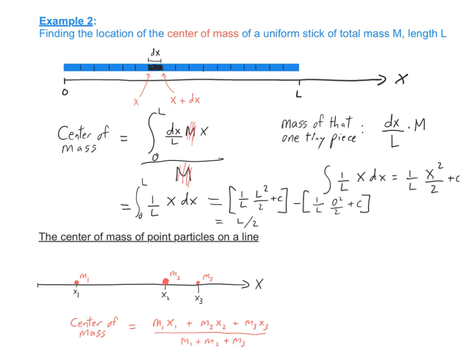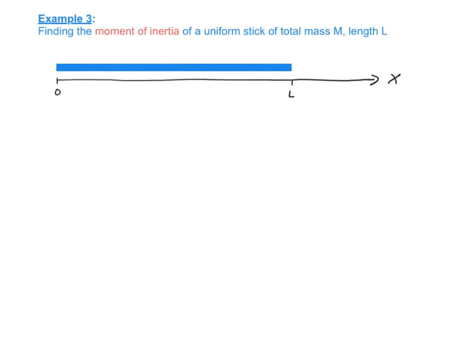Let's turn to a third example. In our next example, we're going to find the so-called moment of inertia of a stick. So we imagine that we have a stick here. We'll assume that the stick has some length L, and that the total mass of the stick is capital M.